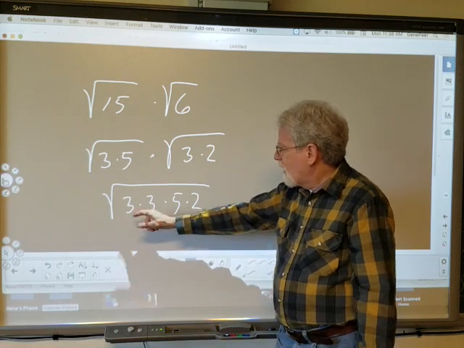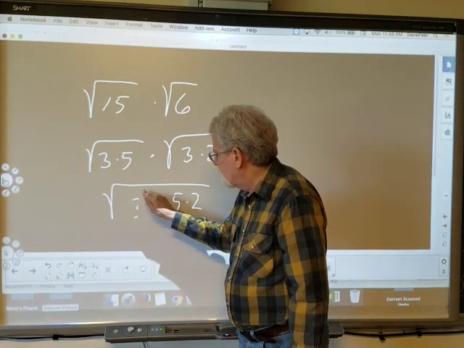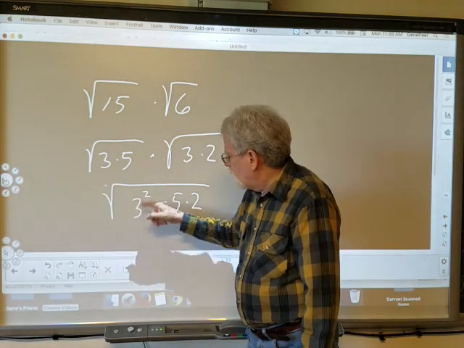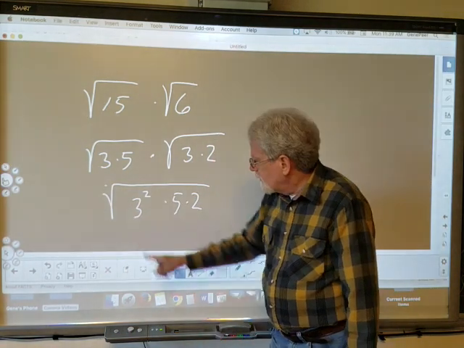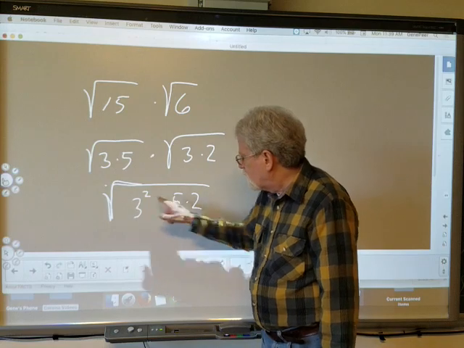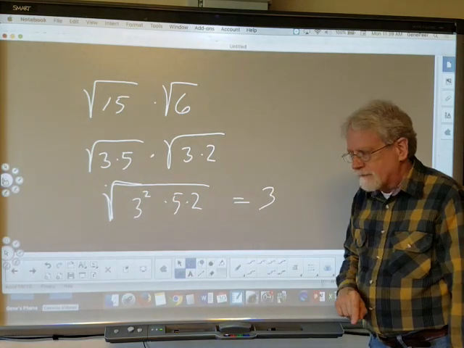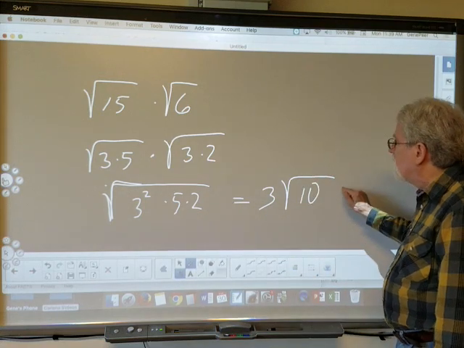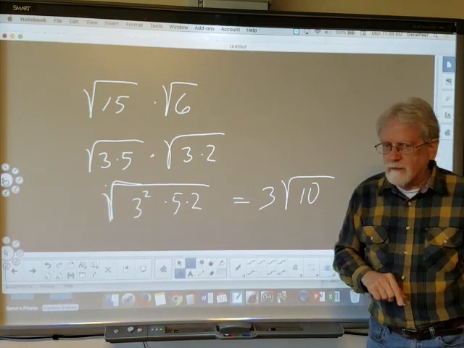But is not 3 times 3 the same thing as 3 squared? So doesn't that mean that the square root of 3 squared, wouldn't the 3 then pa-ching out? Because we know the square root of 3 squared is just plain 3. And we're left inside with 5 times 2. Let's change that to a 10. And lo and behold, we get the same answer we got before.